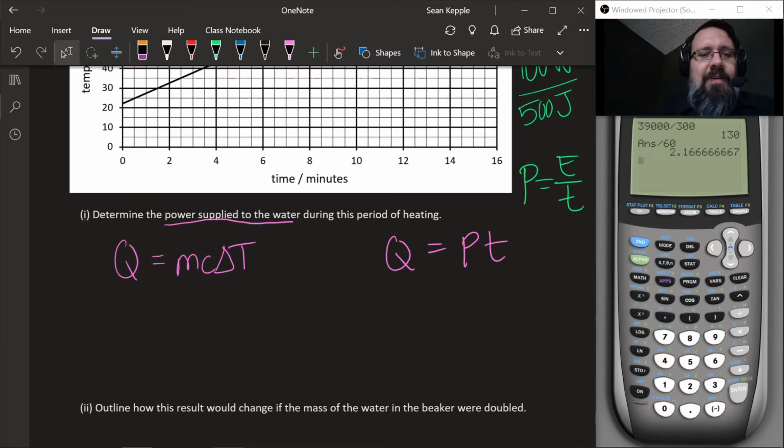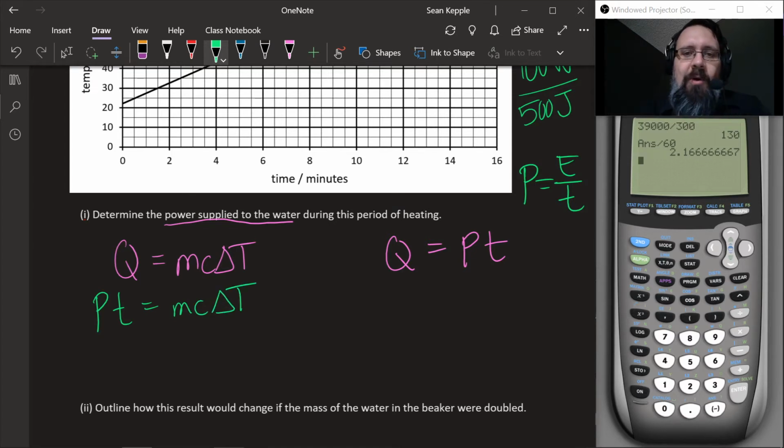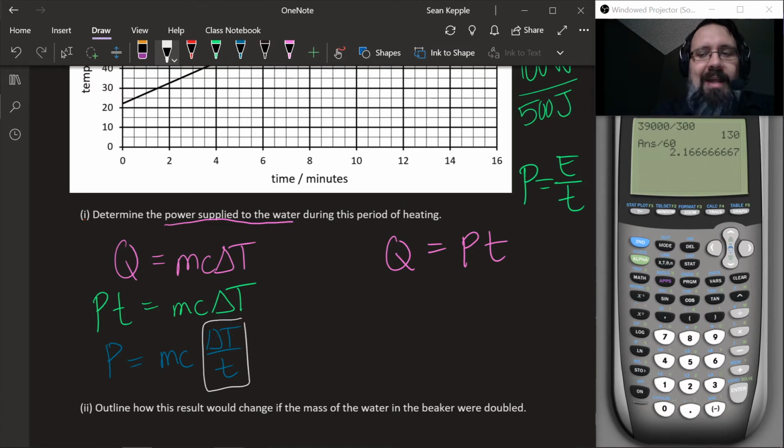So down here, instead of Q, we can write PT, and it's the same exact equation, PT equals mc delta T. What we're trying to do here is find the power supplied. So we want to find P. Now all I have to do is divide both sides by T. So we get P equals mc times delta T over T. And that delta T over T term here, that's our rate of change of the temperature, which we can find from the gradient. So this term right here is going to be found from the gradient of the graph.